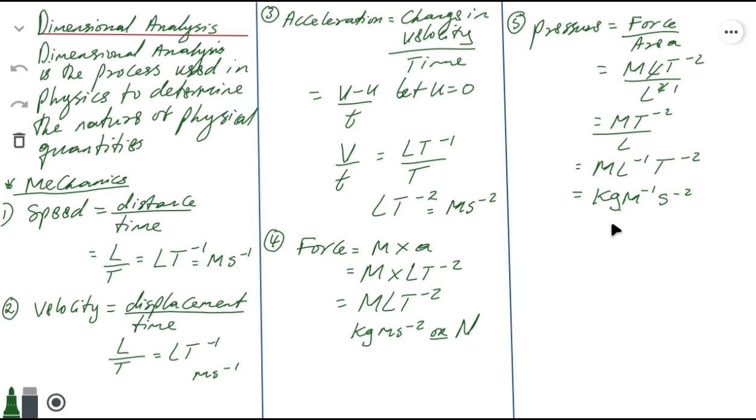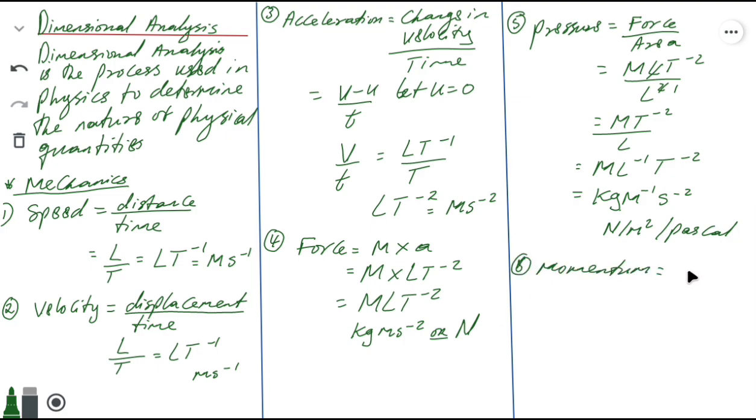But the unit of pressure is given as Newton per meter squared. That's the unit of pressure, or it can also be measured in Pascal. That is the unit of pressure. Now let's move to the next one, which is momentum.